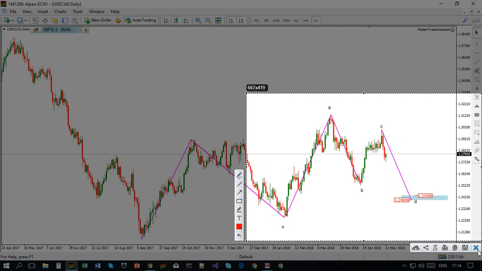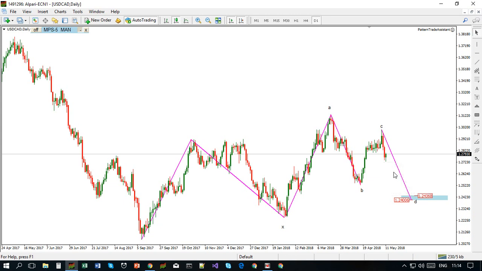So this is a mistake that many traders do. They trade it when the C to D leg is very, very choppy. Okay, after that, what you do, you draw your triangles and the pattern becomes familiar. Something like this. X to A to B, B to C.